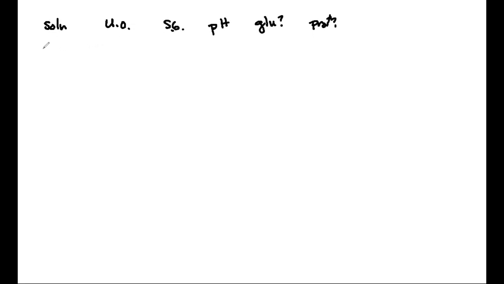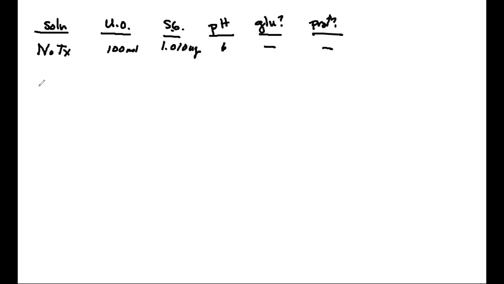So solution one would be no treatment, right? So we would have somebody who did no treatment. What would urine output be? So normal urine output, this is where you need to look up normal ranges. So normal urine output would be, let's say 100 mils, right? Usually about 10 to 100 mils an hour. Specific gravity, normal specific gravity is 1.010 units of gravity. pH, let's say pH 6. There should be no glucose, no protein, right?